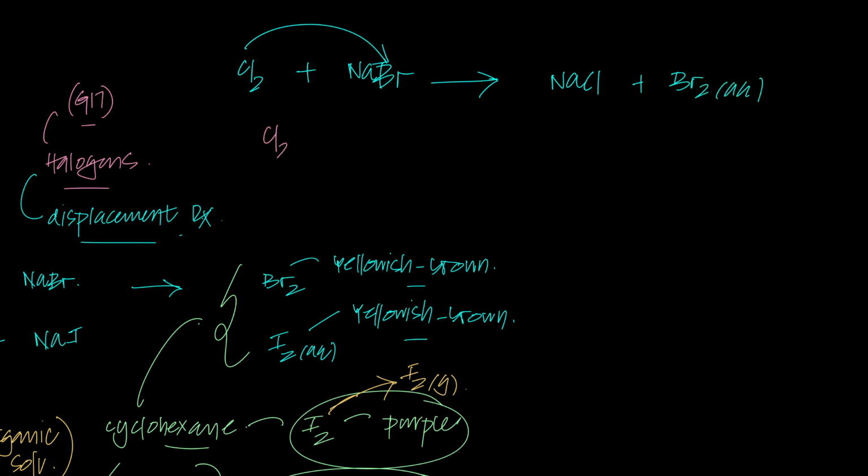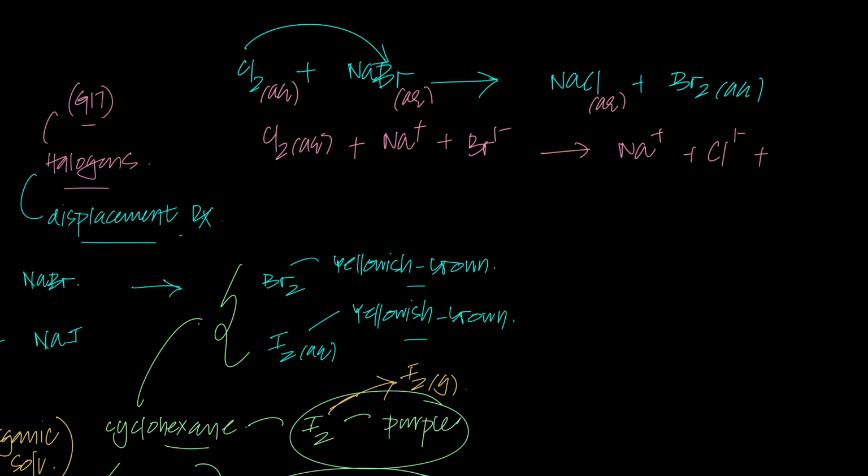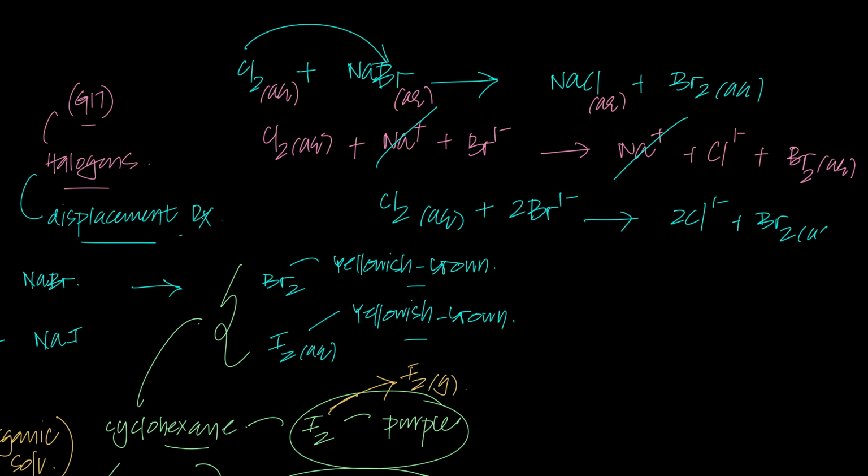To write an ionic equation, you just split everything into ions. Chlorine is a covalent molecule, so you can't split it into ions. NaBr is an ionic compound, so you can split it into the sodium ion and the bromide ion. NaCl can also be split into the sodium ion and the chloride ion. They're all aqueous. Br2 is a covalent molecule, so it can't be split into ions. The sodium ion is the spectator ion, which does not take part in the reaction. So this is the ionic equation: Cl2 plus 2Br minus gives 2 chloride ions plus Br2, balanced.